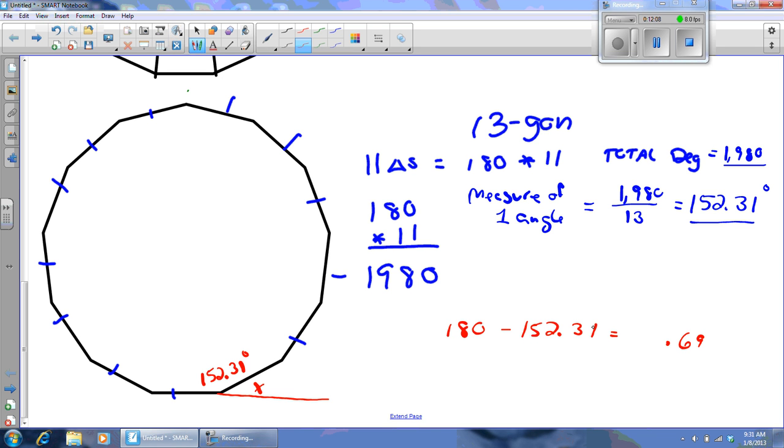And what's that going to be, 28? Yeah, I believe so. So the measure of an exterior angle when the shape is regular will be 28.69 degrees going to the hundredths place.